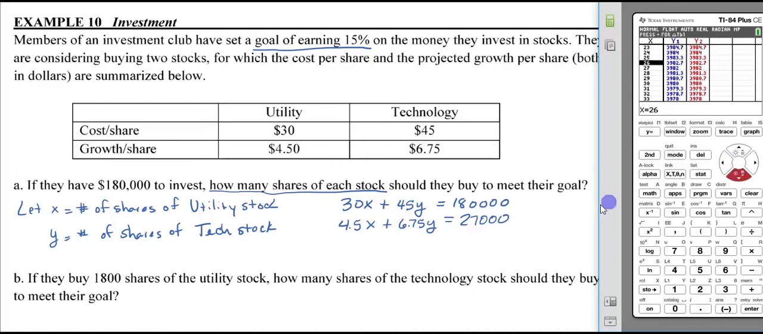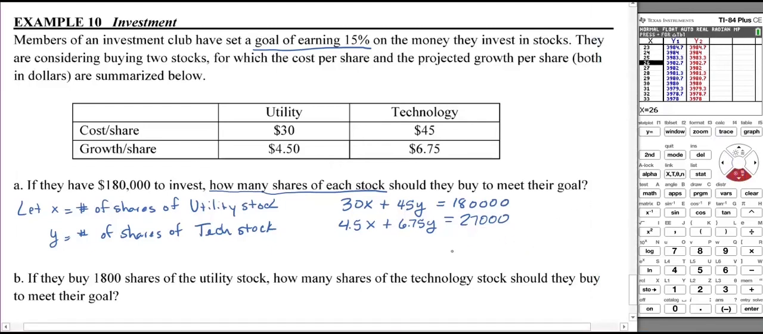So we have infinitely many solutions. We could invest however much we want in the utility and the balance of it in technology, or vice versa, and make your 15% that way. But we need to not just say that it's a dependent system or that it has infinitely many solutions. We need to make something that's usable. So let's go ahead and say y equals (180,000 minus 30x) all over 45.